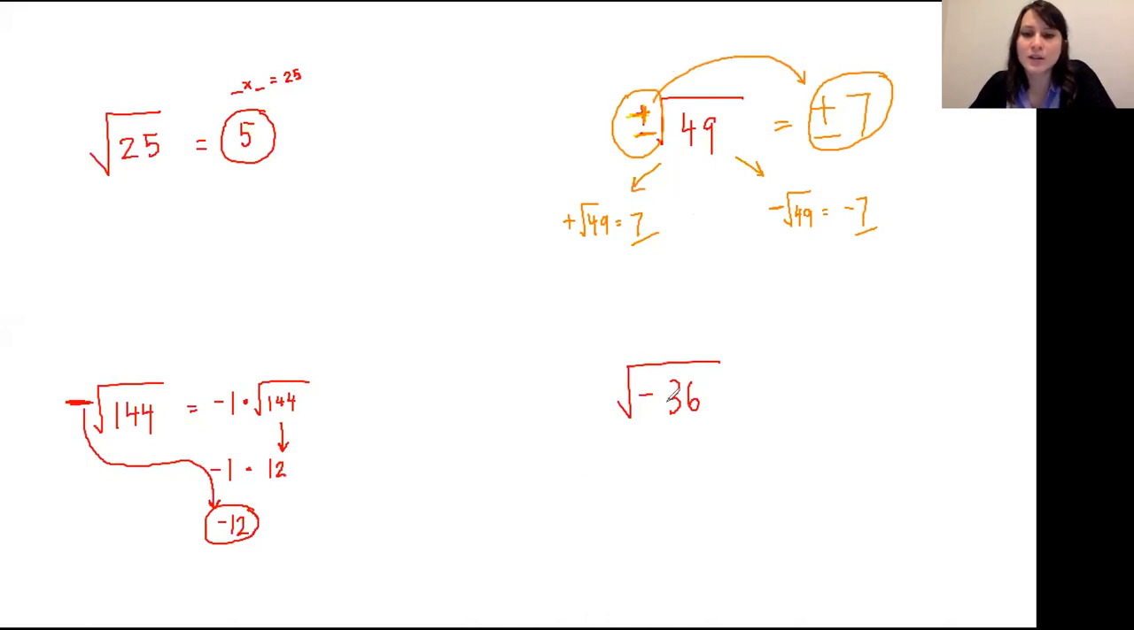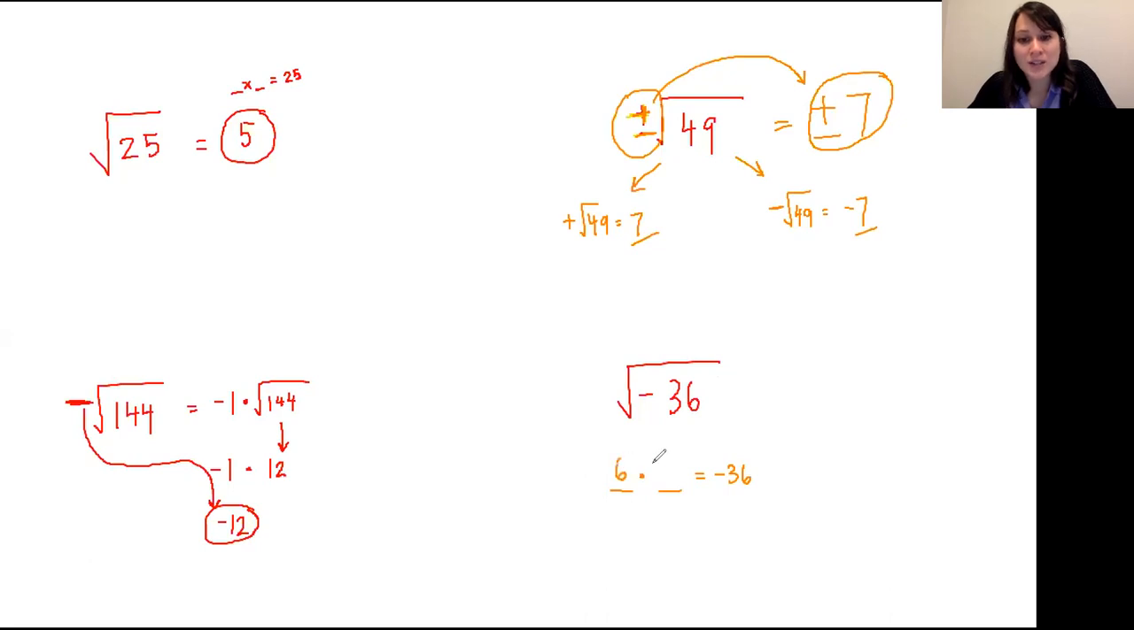Now let's take a look at this. Square root of -36. Now let's think through this. What two numbers, if you multiply them, equal -36? Well, for a square root, we're trying to think what number squared equals -36. When you're squaring a number, it has to be exactly the same, right?